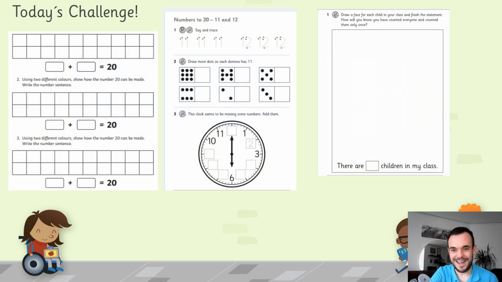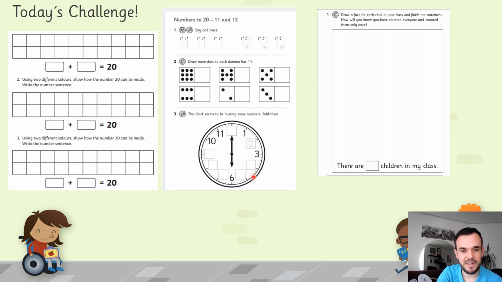Let's have a quick look at today's maths challenge. Just like what we've been doing, I have given you 20 boxes. I've given you one here, and another one here. And I want you to colour them in different colours to make different number sentences, okay? To show me how you can make 20 in different ways. After you've done that, I've given you a little activity of revision. You have to trace over the numbers at the top, and then you have to draw more dots on the dominoes below to make the number 11. Okay, you need to make the number 11.